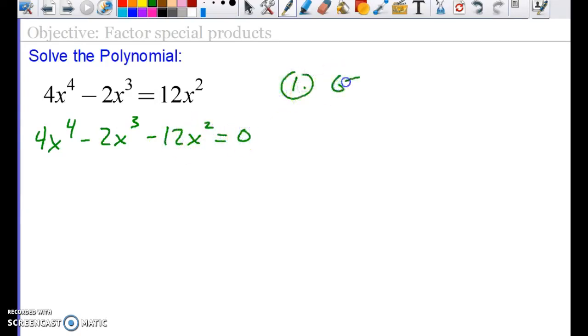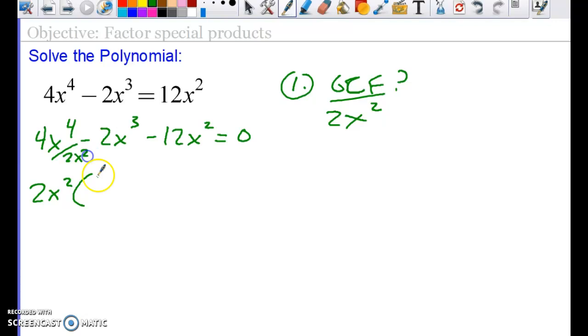Greatest common factor. So I'm going to take an x out for sure. X squared has to come out. What else goes in all these? 2. So 2x squared goes on the outside. I divide all these by 2x squared. I get 2x to the second power minus x. I forgot there's a negative sign there. Right here, -2 divided by 2 is a negative x. And then if I divide this one by positive 2x squared, I get -6 equals 0.